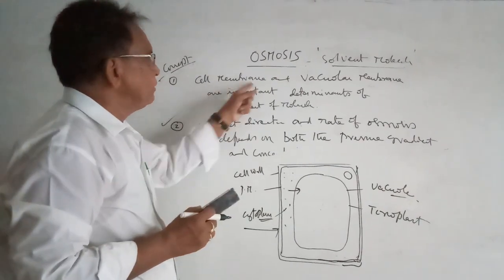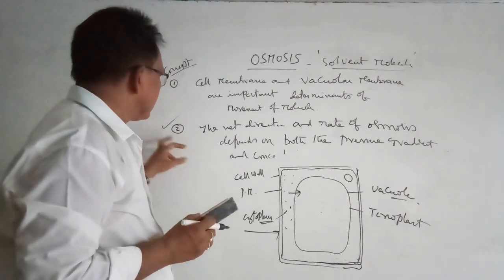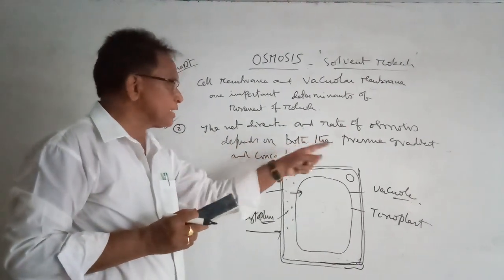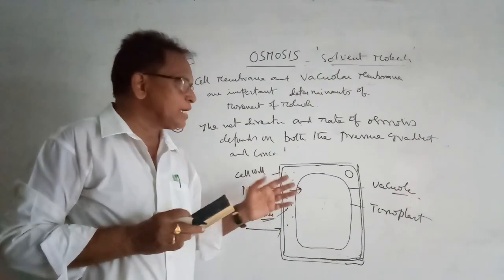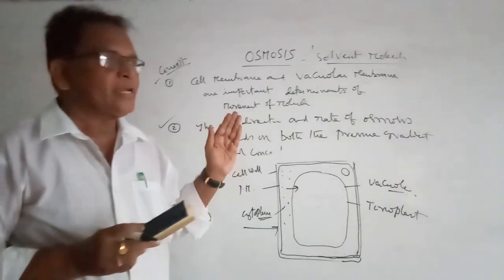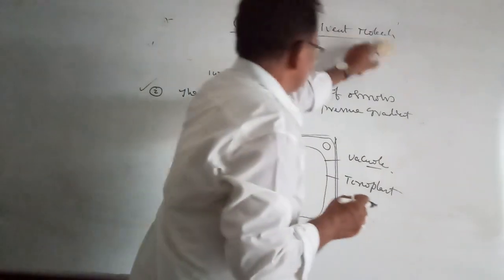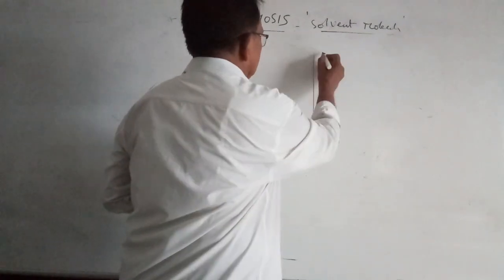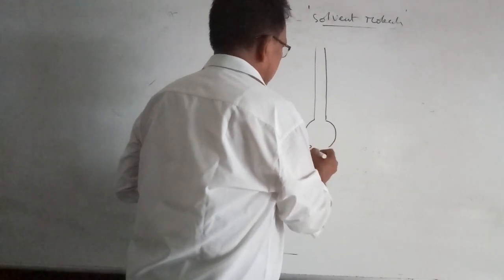First, the cell membrane and vacuolar membrane are important determinants of movement of water. The second concept is that the net direction and rate of osmosis depends on both the pressure gradient and concentration of the solvent. So for osmosis to occur, the solvent concentration of the outside solution should always be higher. And this osmosis we can explain by means of an experiment.